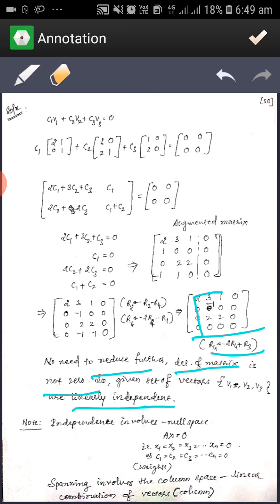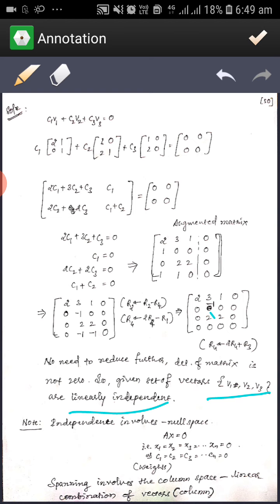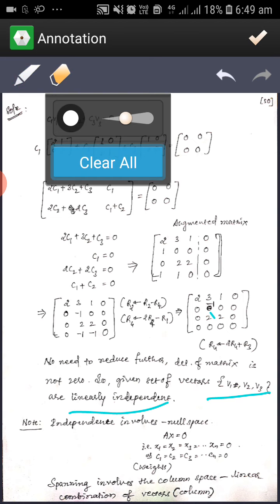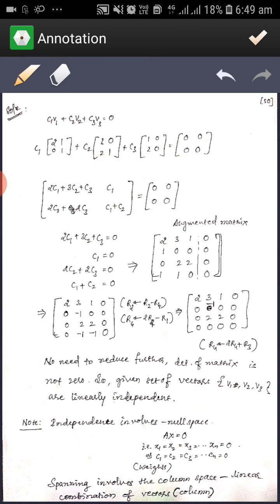So because of this reason I told you to remember the four conditions or hints, so that if you follow them properly, then we can say that the vectors are linearly independent. Otherwise, we can go for further reduction and see whether all the values, meaning the variables, are getting 0 or not.